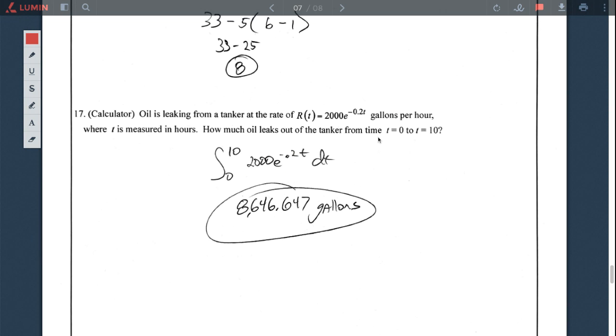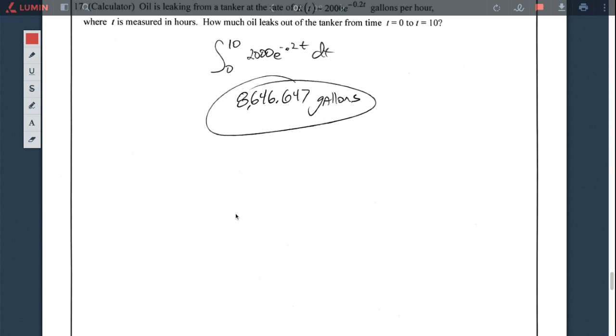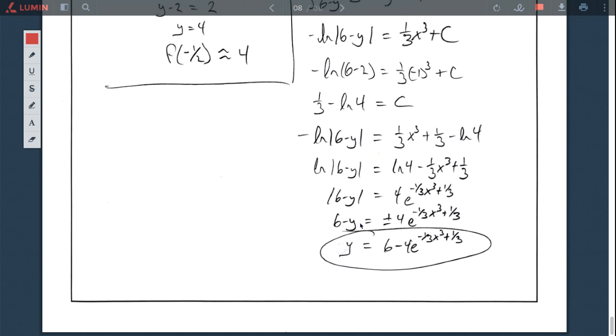So I'm going to integrate that thing from 0 to 10, punch this in my calculator. There's my gallons. All right, last problem.